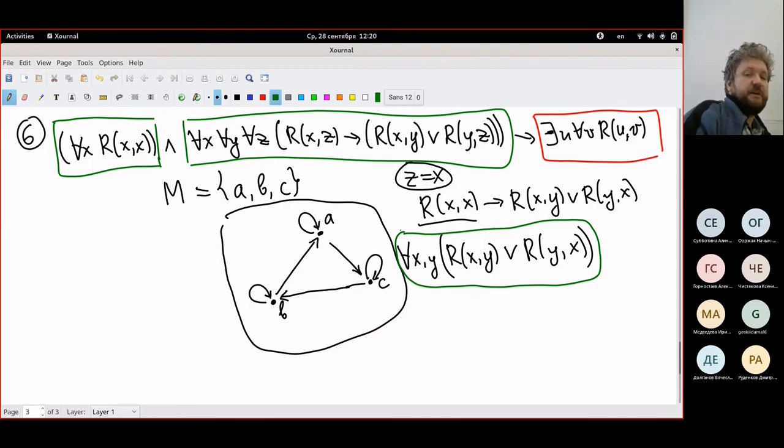No, but in this case, what we know is that for any two we have an arrow at least in one direction, right? Yes. But suppose that a sees c, c sees b, and b sees a. So we need to show that there exists one that sees all of them. By now we don't see it, but there will be another arrow. We need to apply this once more.